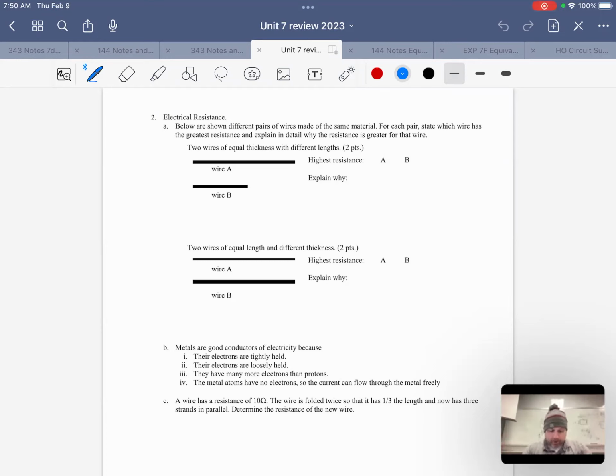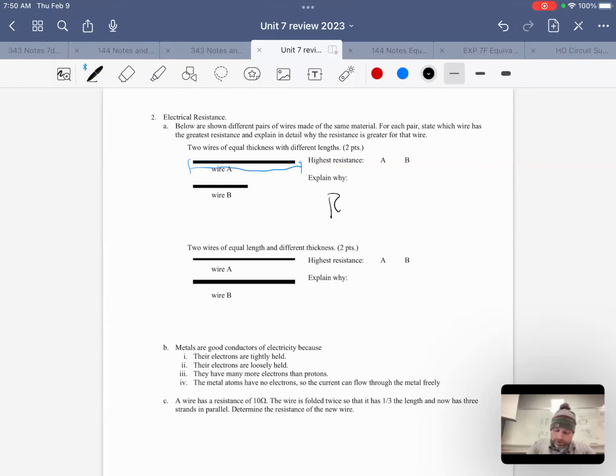So the first question, A, is looking at two wires, same material, just different properties. Looks like length and width. So the first one, wire A and B, A is definitely longer than B. And so we think about what causes the resistance. I'm going to go a little bit slower through this one.